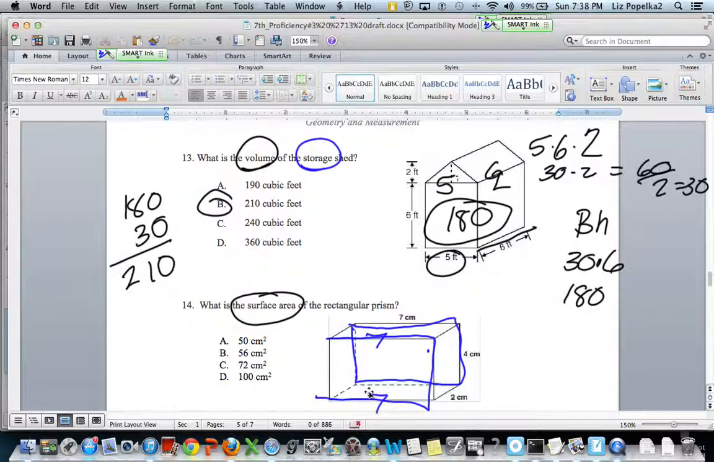This is actually the same shape from the previous problem. So it's 7 wide. If this is 4, that means that this has to be 4. So the area of the front is 7 times 4, which is 28. Now, there's a front and a back. So once we do that 7 times 4 to get our 28, that means we've actually got 2 that are 28.